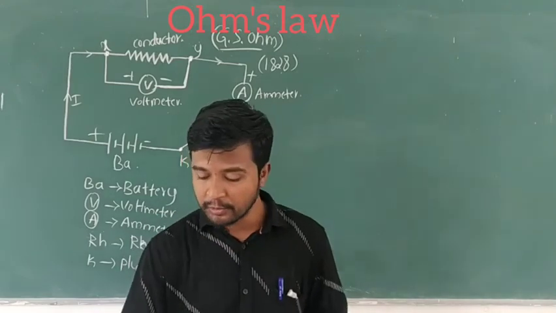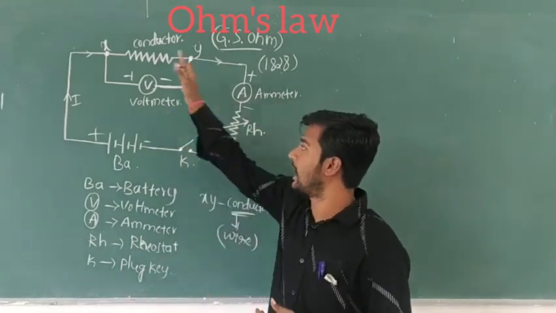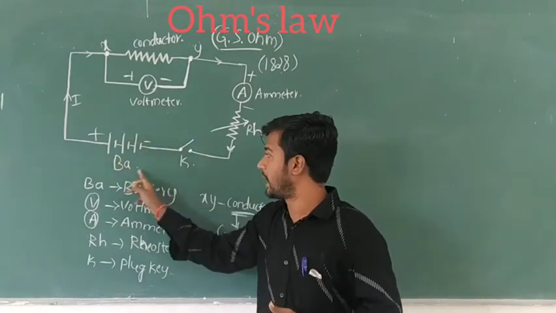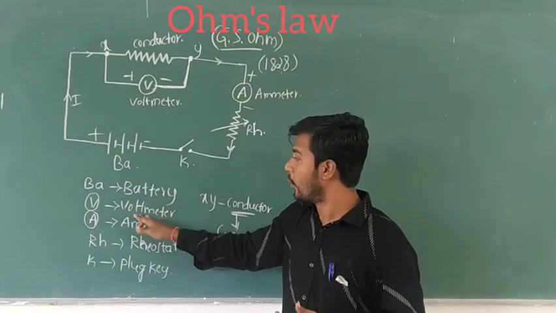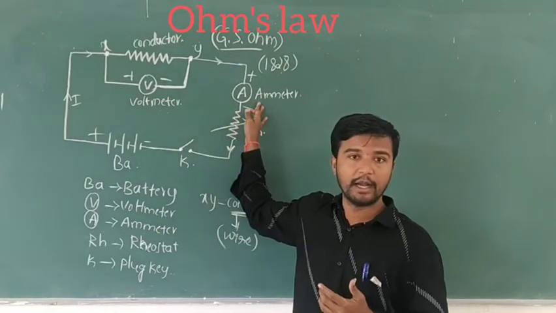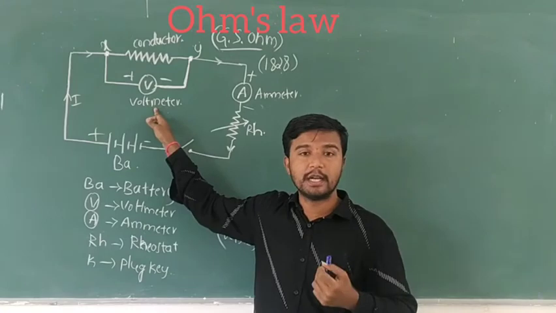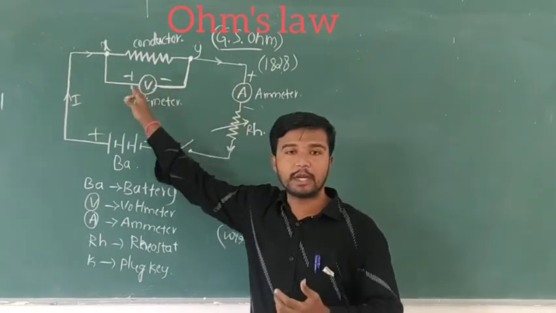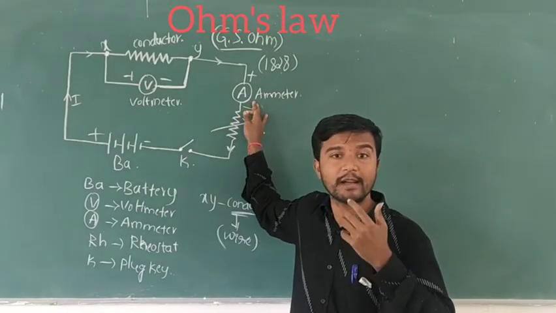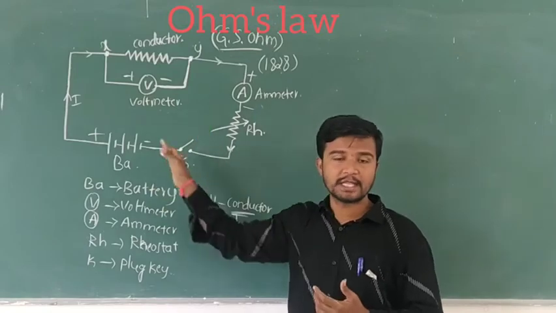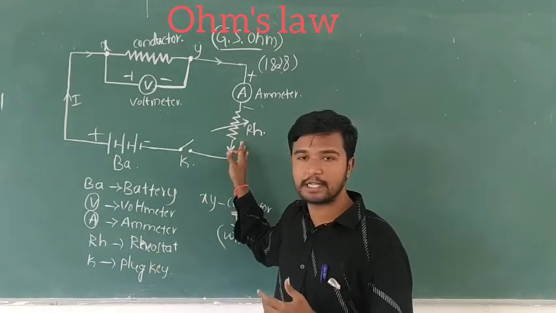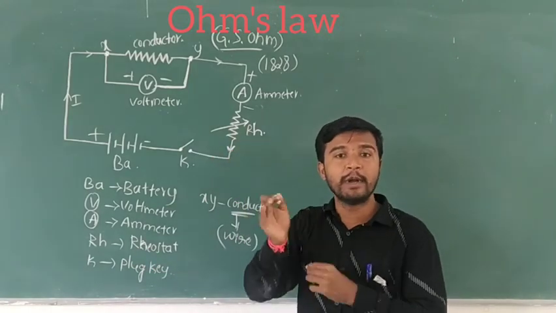Now we come to the diagrammatic part, the arrangement for Ohm's law. He used a battery, positive and negative, a voltmeter, and an ammeter A. The voltmeter reads the voltage in this arrangement, and the ammeter reads only the current in this connection. RH is the rheostat, means variable resistance, where we vary the current.